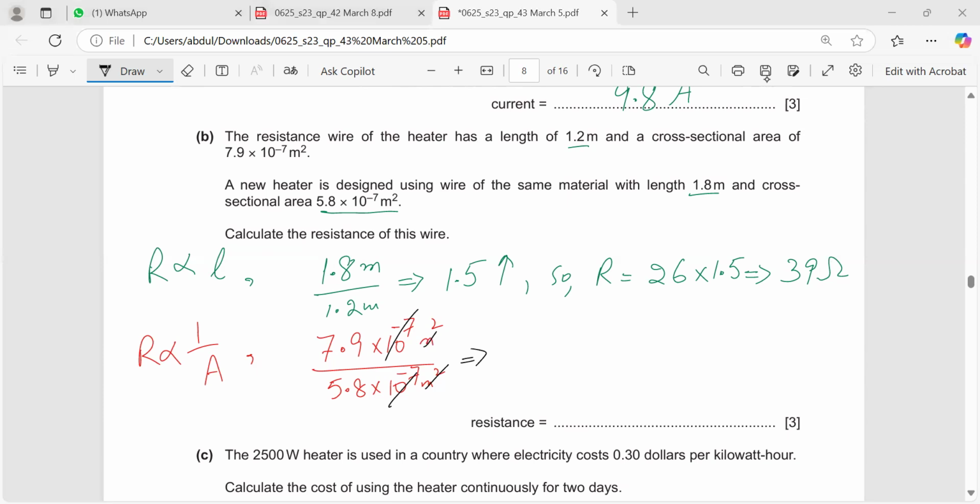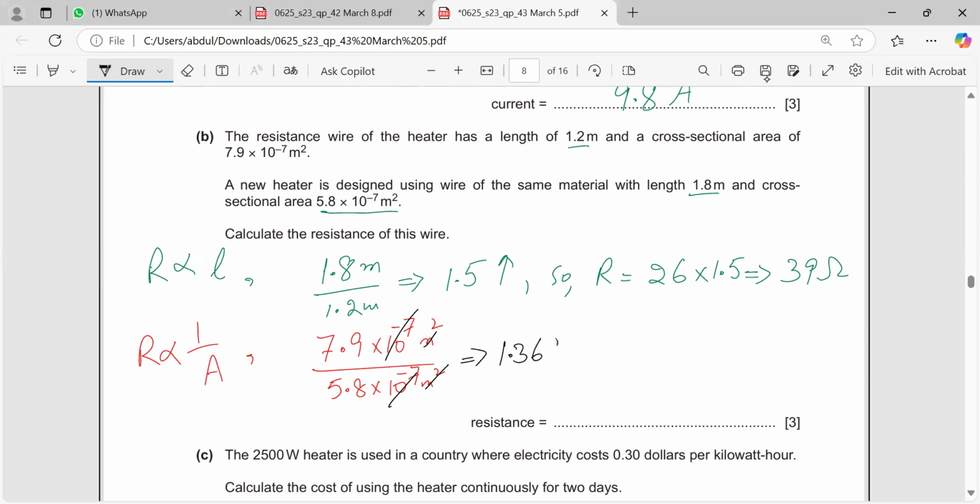So I am writing here that area of cross section is decreased by 1.36 times. So resistance will be again increased. It means now the final resistance of this second heater wire with different dimensions will be equal to 39 times 1.36.